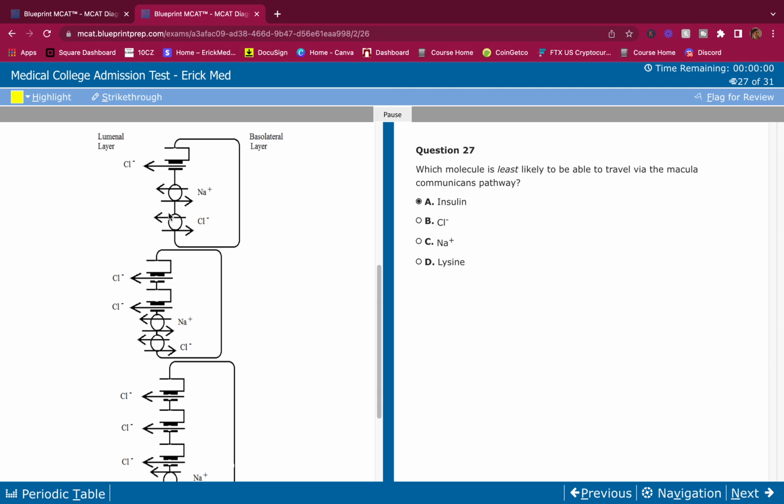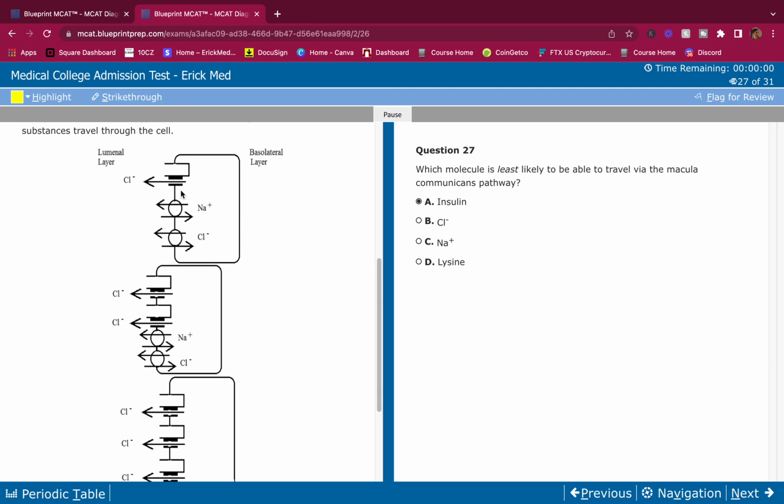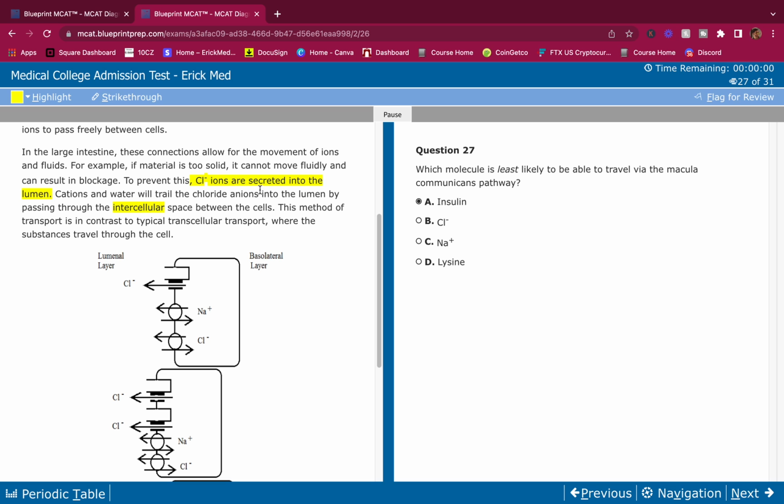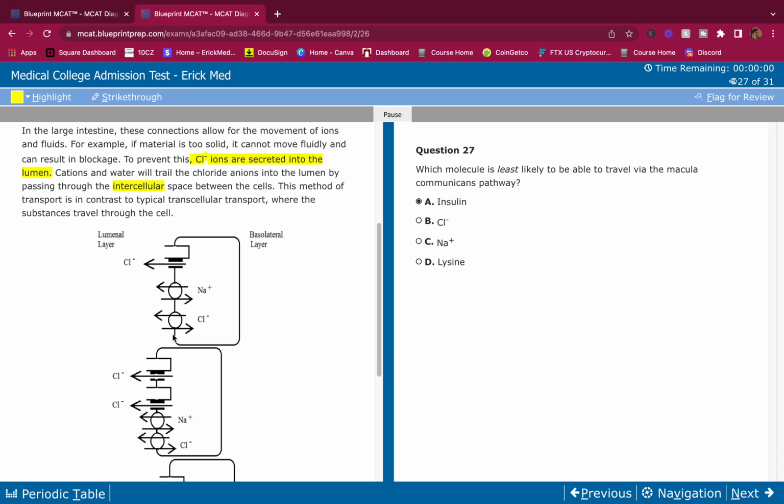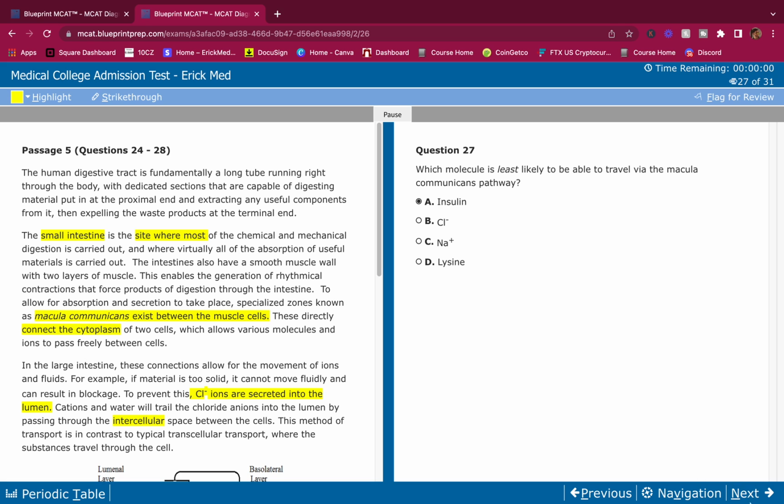C, Cl minus, this would be able to travel. We're pumping it into the lumen. All right, that's what the whole thing's about. Cl would be likely to be there. Sodium, again, look, you see this arrow here? It would be likely. Also, it tells us that cations in water will trail the chloride. So sodium's a cation, so that's likely to go there. Lysine as well is positive. I don't see why amino acids would be in the large intestine, but this would still be likely to be in the lumen, okay? It would likely travel because it's a cation. It's positively charged. So insulin makes sense. That's the answer choice. I'm confident in my answer. No second guessing.